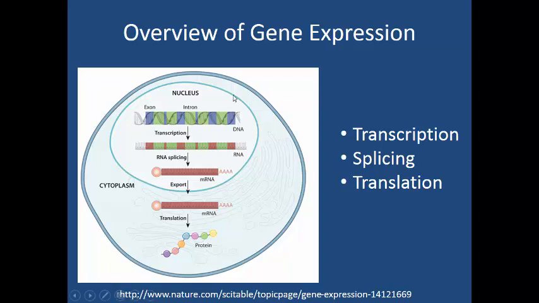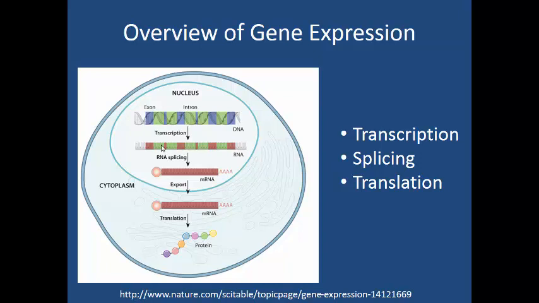This overview of gene expression will start here in the nucleus of the cell, where the gene is located, and we know that a gene is transcribed to pre-mRNA. That pre-mRNA contains exons, the red pieces here. It contains introns, the green pieces here. We know that exons code for amino acids. We know that introns are non-coding regions.